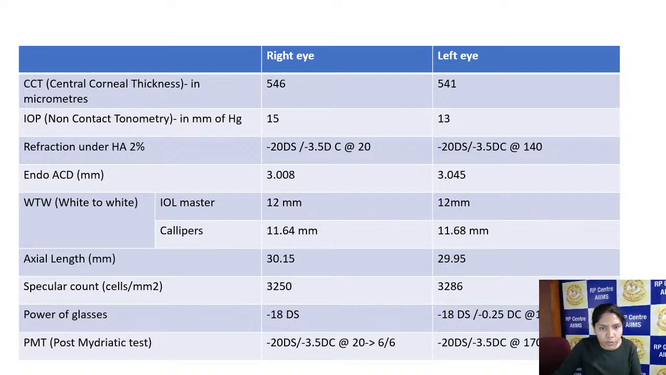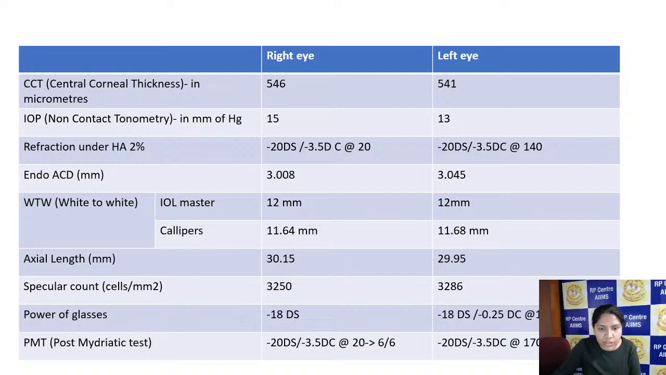Refraction under HA 2% was done, and in the right eye it was -20 sphere with -3.5 cylinder at 20-degree axis, and in the left eye it was -20 sphere with -3.5 cylinder at 140-degree axis. The endo ACD was found to be 3.008 in the right eye and 3.045 in the left eye. The wide to wide by IOL master was found to be 12 mm in both eyes, and by calipers it was 11.64 in the right eye and 11.68 in the left eye.